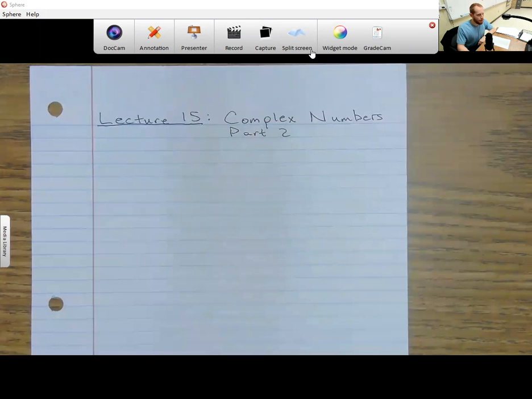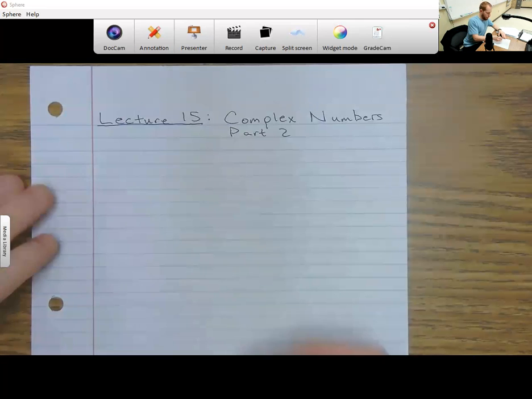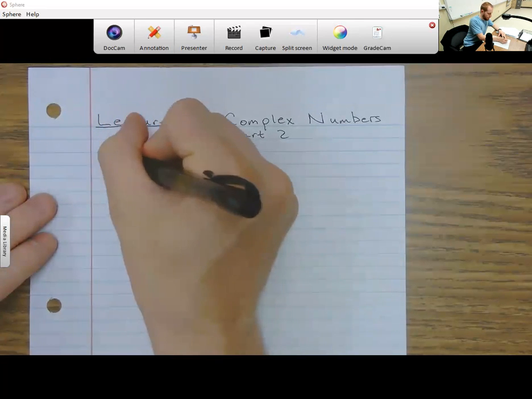Okay, so on Monday we did part 1, and we learned all about complex numbers, what they are. We learned some interesting facts about them. You can add them, you can subtract them, you can multiply and divide them. We didn't talk much about what the uses of complex numbers are for, but we're going to get into that a little bit today. So last time we talked about complex numbers, we learned a couple facts about them, right?